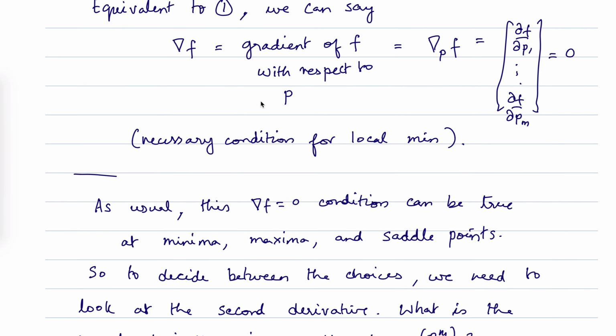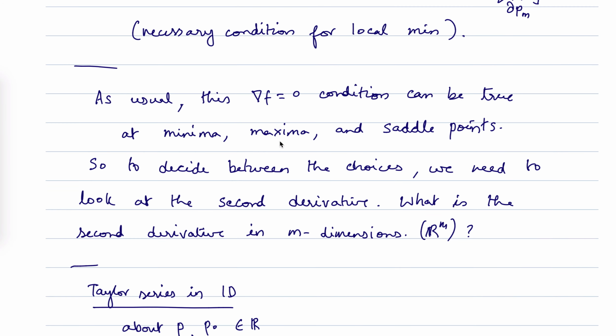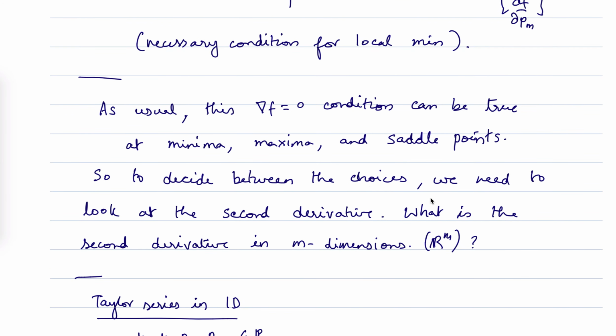As usual, the slope equal to 0 condition can be true at a minimum, maximum, saddle points, right? They're not true just at a minimum. At a minimum, you need to have this to be true, but there may also be other points that may satisfy this condition. Okay, so to decide between the choices, just like before, we need to look at the second derivative, which tells us something about the local curvature of the function.